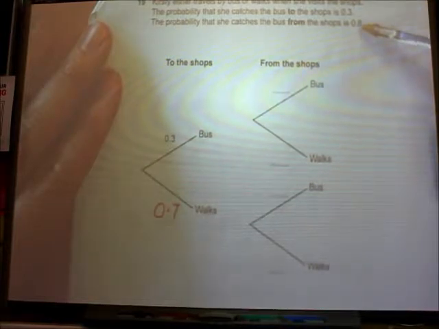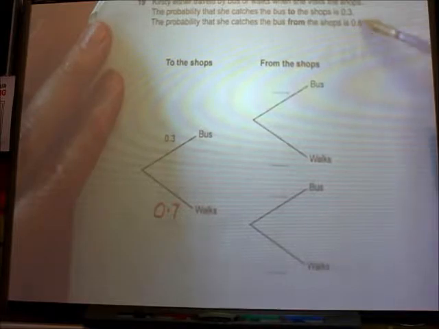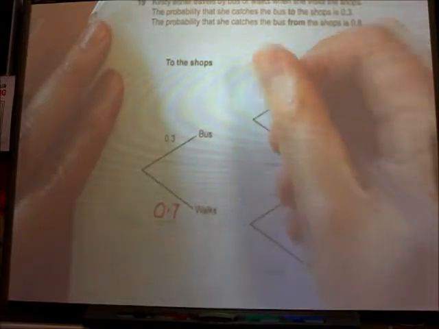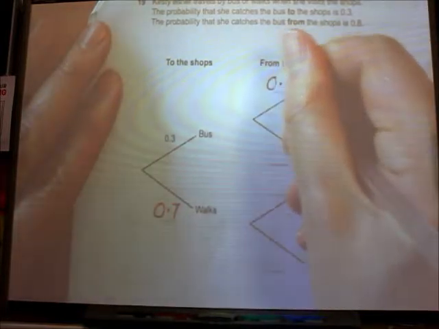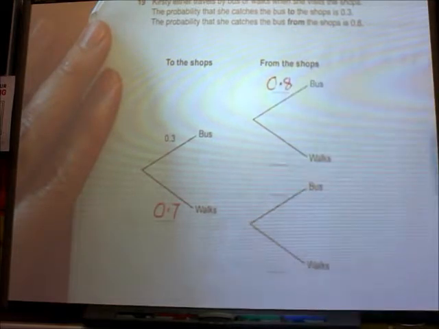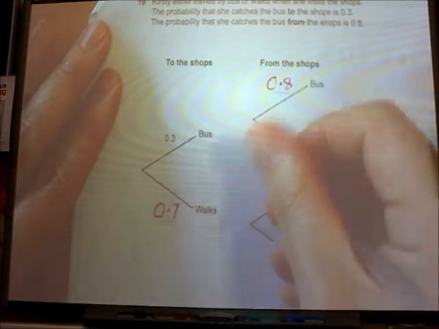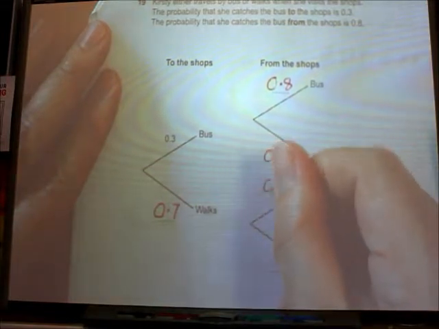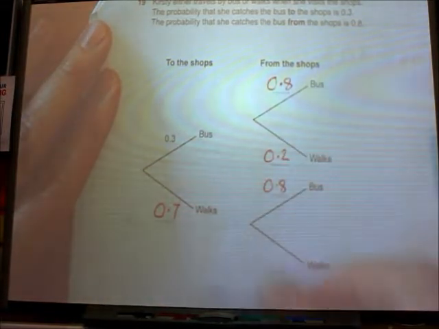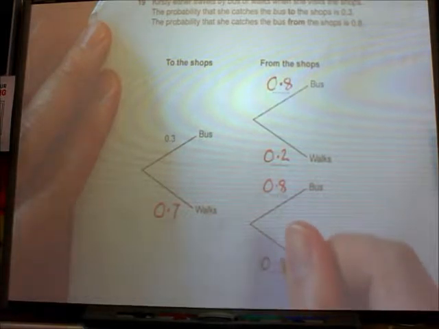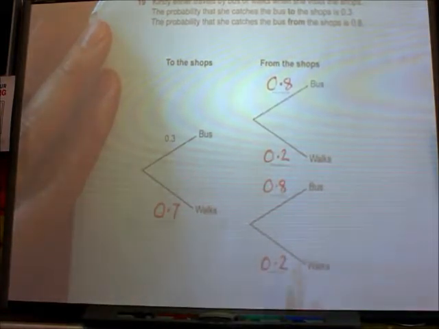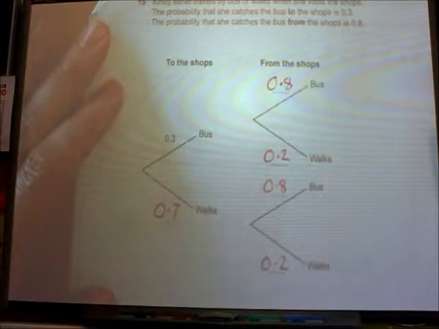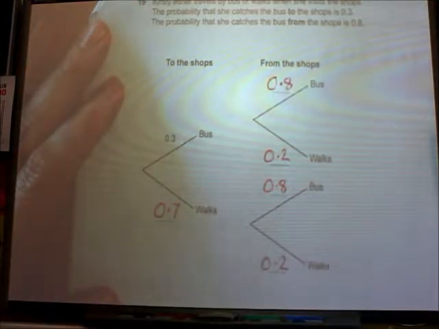Maybe she lives at the top of a hill, who can tell. But we'll put in 0.8 for that. So that means the probability she walks home must be 0.2. So bus home is 0.8 and walks home is 0.2. Right. Complete the tree diagram. We've just done that. Show the probability that Kirsty walks at least one way is 0.76.